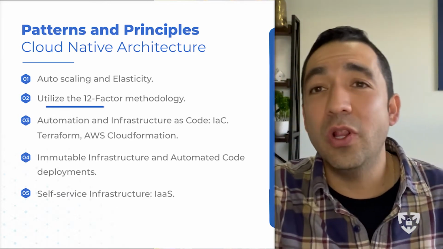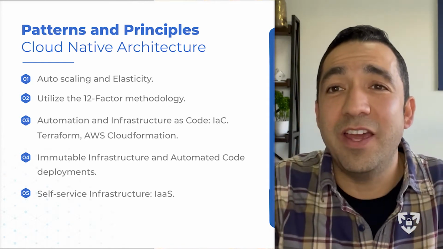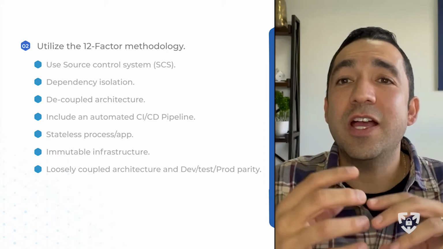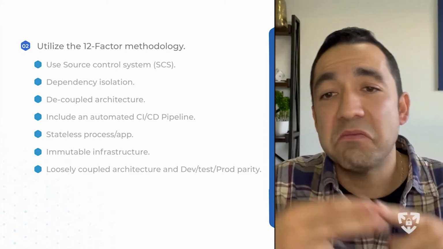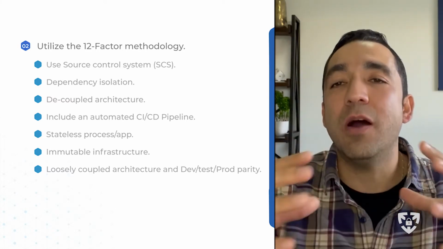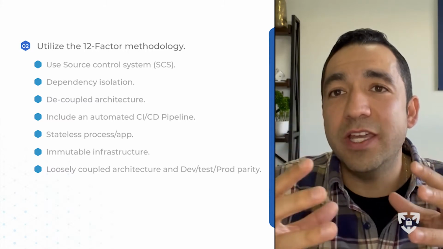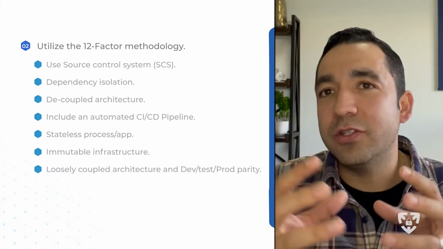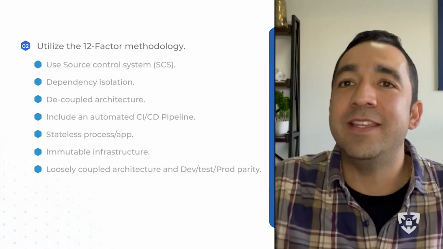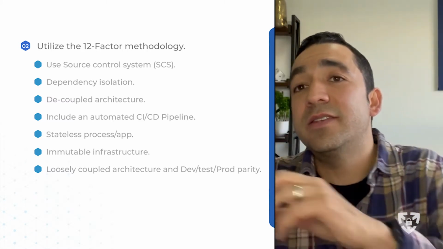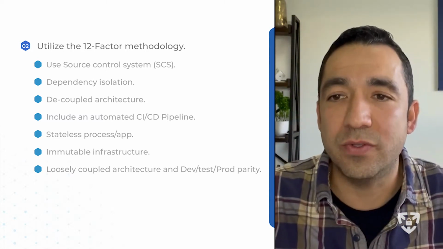Number two, utilize the 12-factor methodology. It's a huge paradigm shift, starting from using a source control system like GitHub or Bitbucket. Another point is that you need to have a decoupled architecture. Also, you need to isolate your dependencies by not including your libraries or your configuration dependencies inside the code repository. Instead, move those dependencies outside of that control.